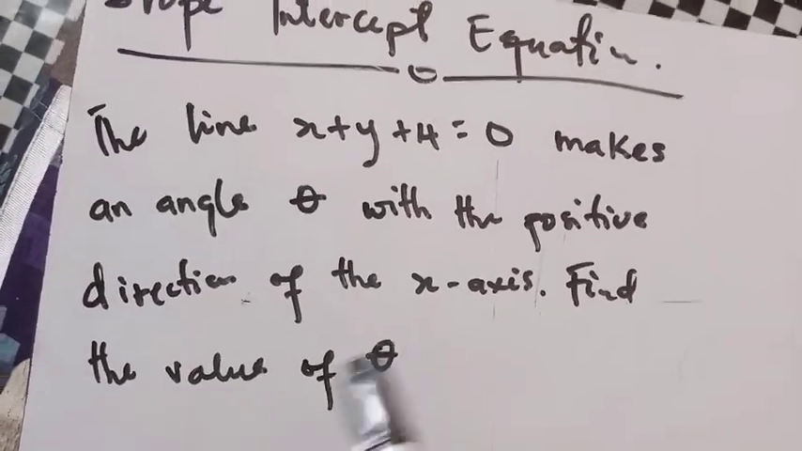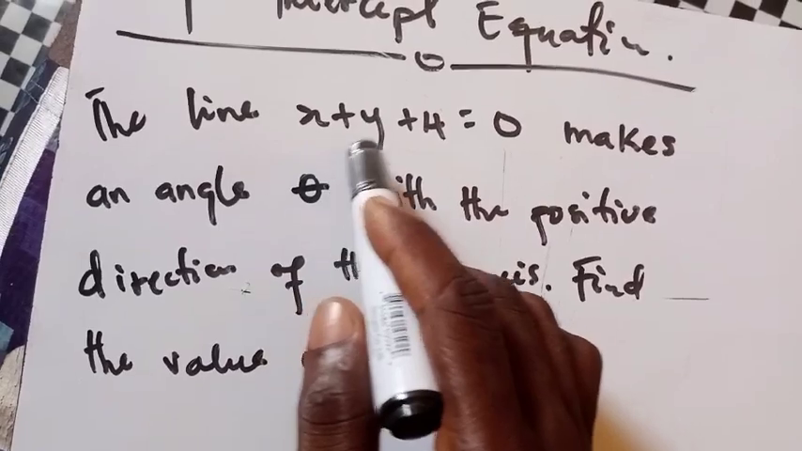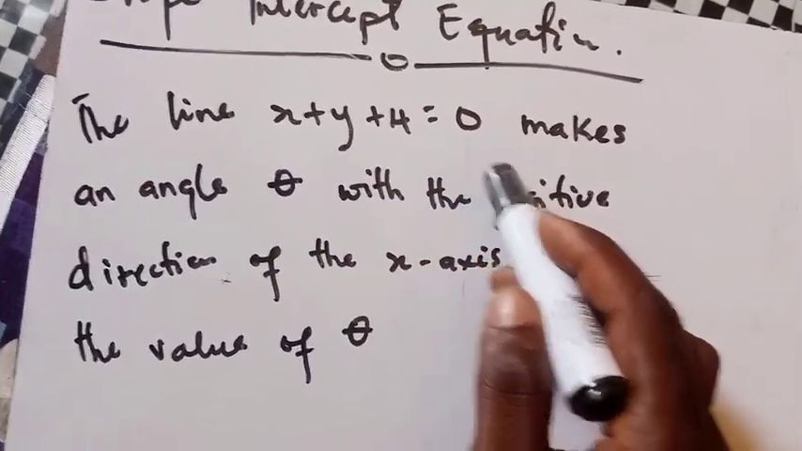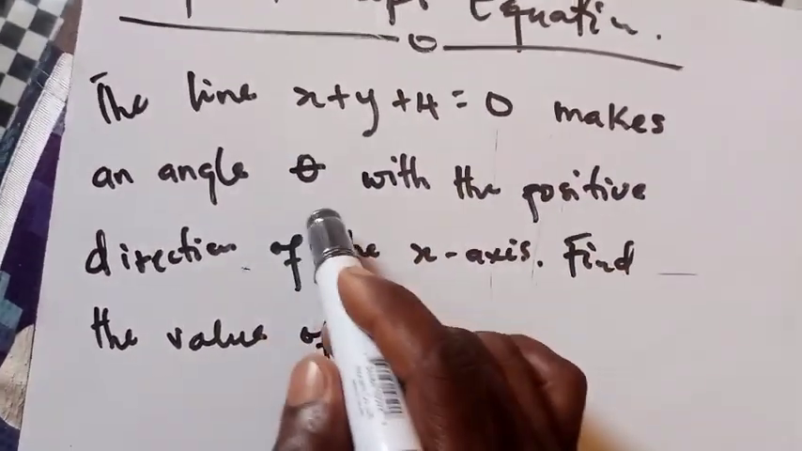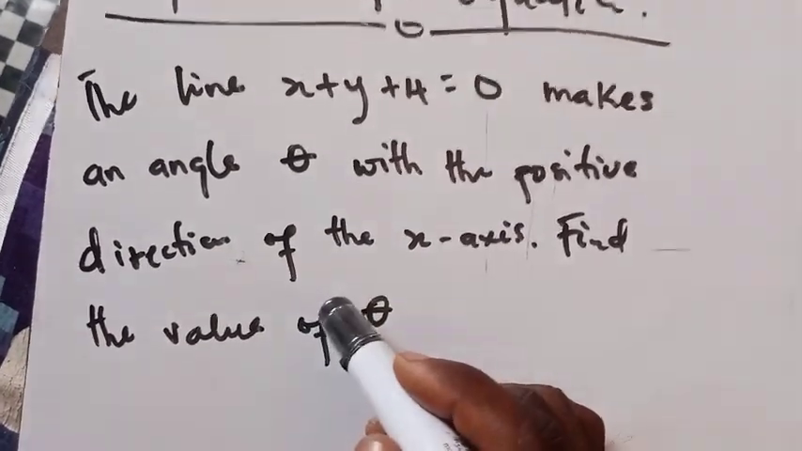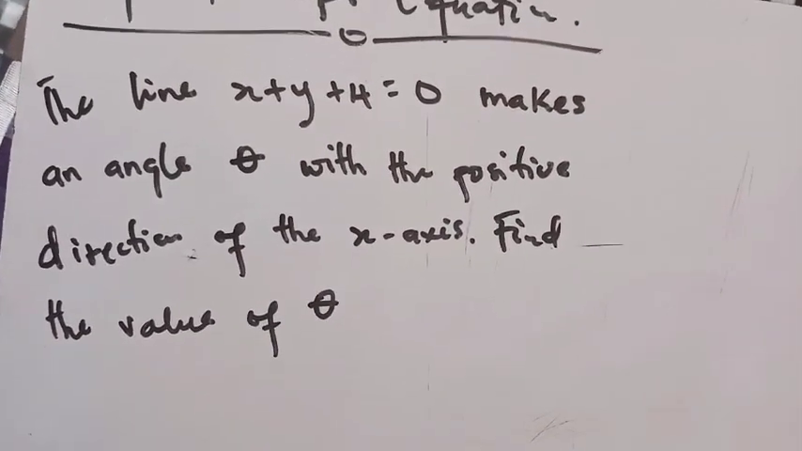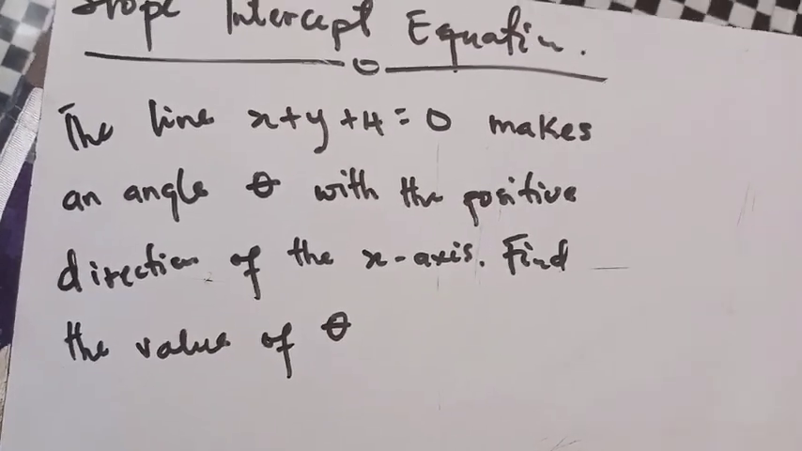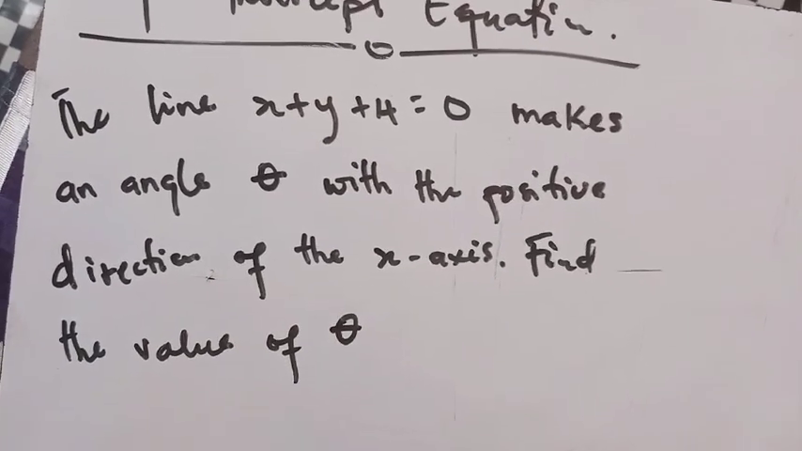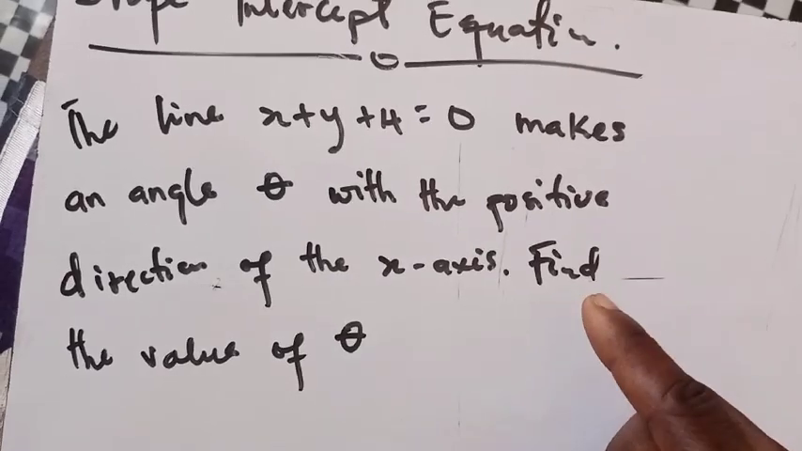This is the next question, which says that the line x + y + 4 = 0 makes an angle theta with the positive direction of the x-axis. Find the value of theta. This question relates to the slope-intercept equation. That is why you need to have the background on that before you can solve this type of problem.